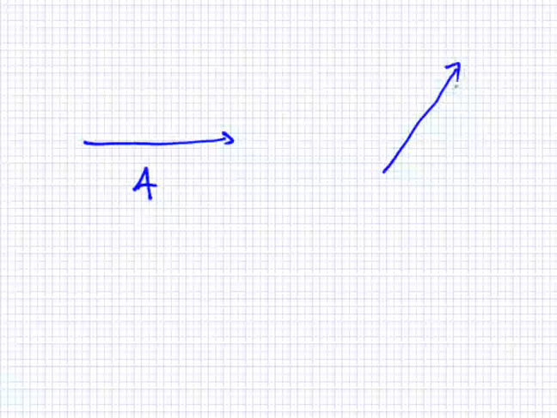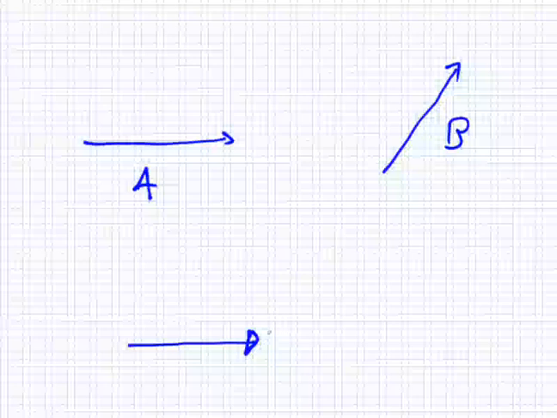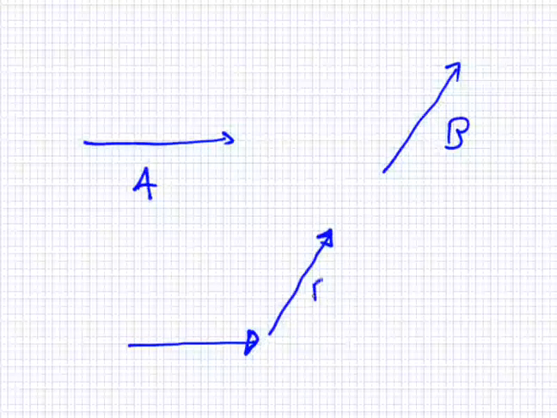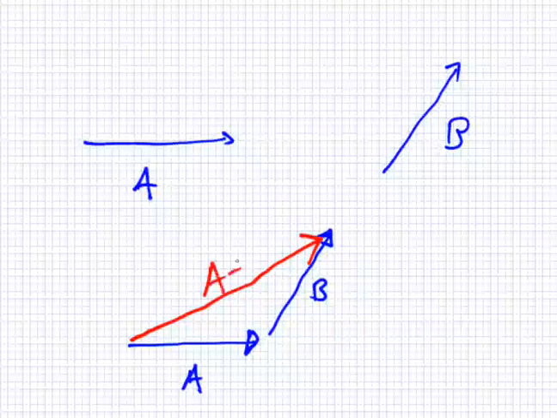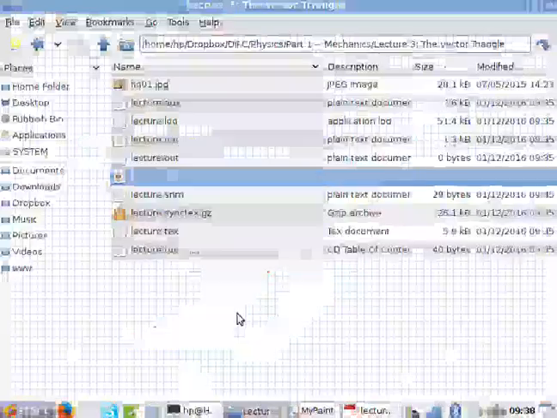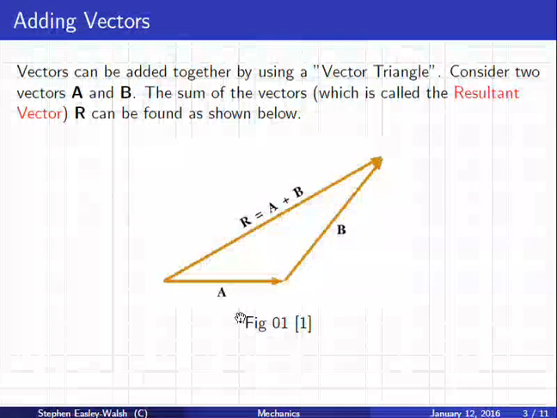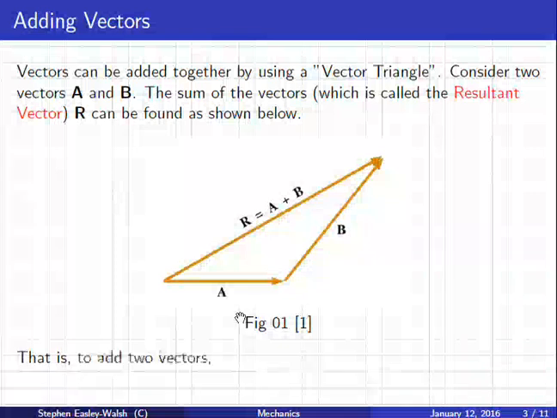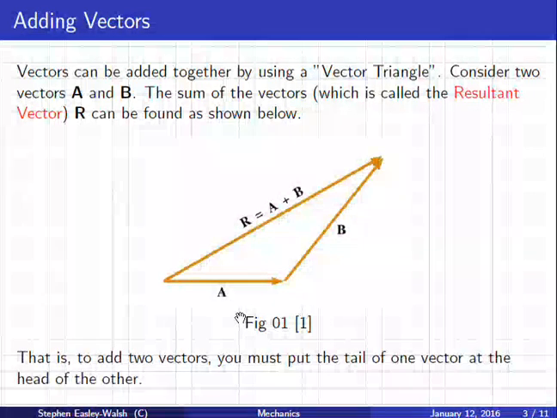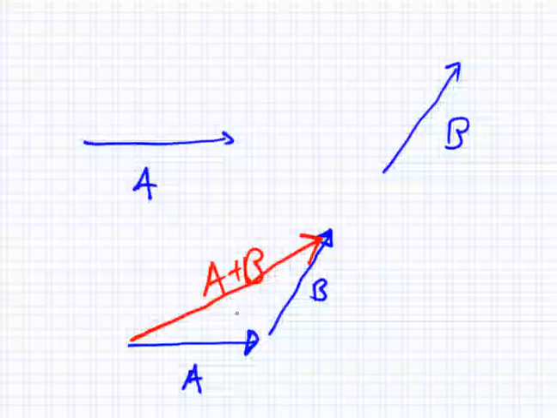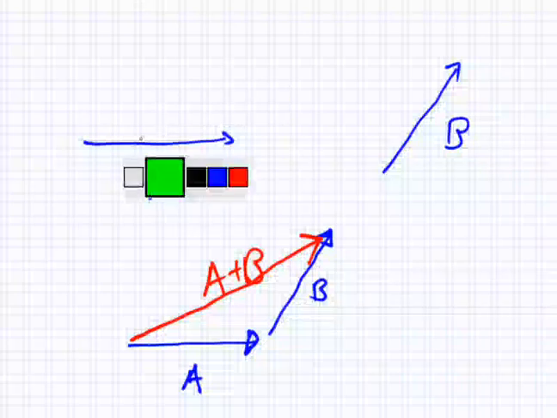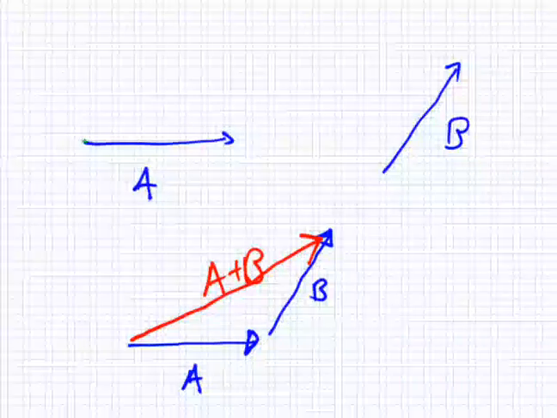So for example, just very quickly, here is vector A, and then let's say here is vector B. If I want to add them together, I put the tail of B at the head of A, and then from tail to head, that's A plus B, that vector there. So that's the vector triangle. Straightforward, I think. So to add two vectors, you must put the tail of one vector at the head of the other.